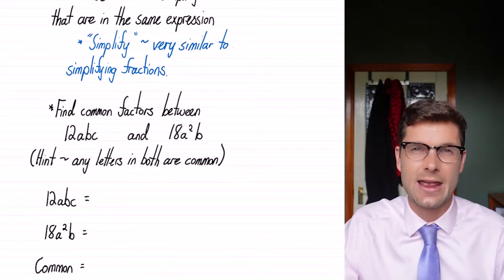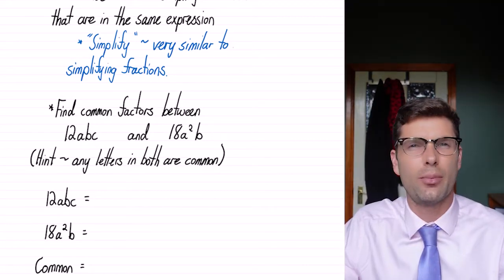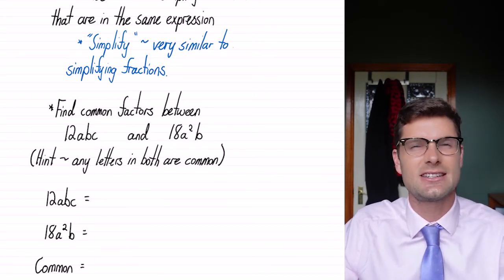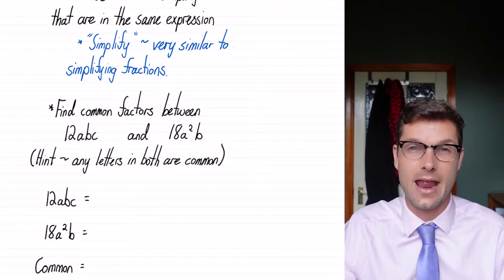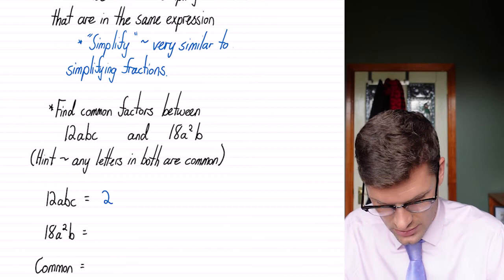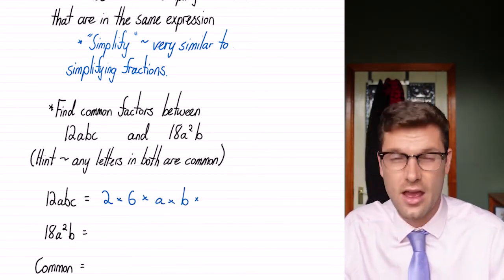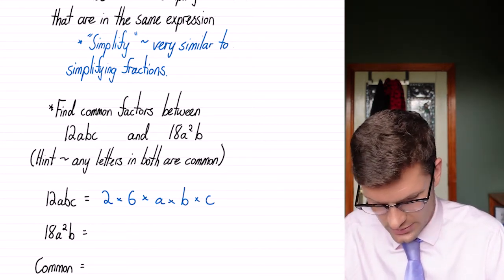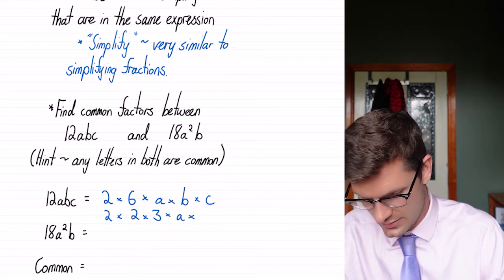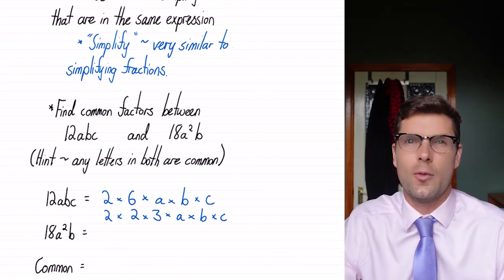So we're going to have a look at this first example. We've got 12abc and 18a squared b. We're going to break these down using those prime factors that we did in the first example, to see how we can use these to find our common factors. For 12abc, we've got 2 times 6 times a times b times c, and we can break that 6 down as well into 2 times 3, times a times b times c. Again, this is one of those examples where the algebra stuff is way easier than the normal mathematics.